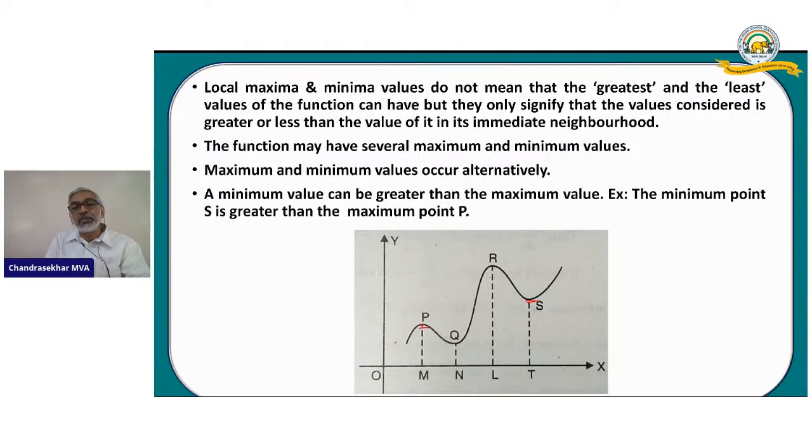The status of the curve is changing from decreasing state to increasing state. So thereby S is the minimum point. The minimum point S value is greater than the value of the maximum point at point P. So that is the reason we say they are not the greatest and the least values. With reference to its neighborhood, we say that they are the maximum or minimum values.